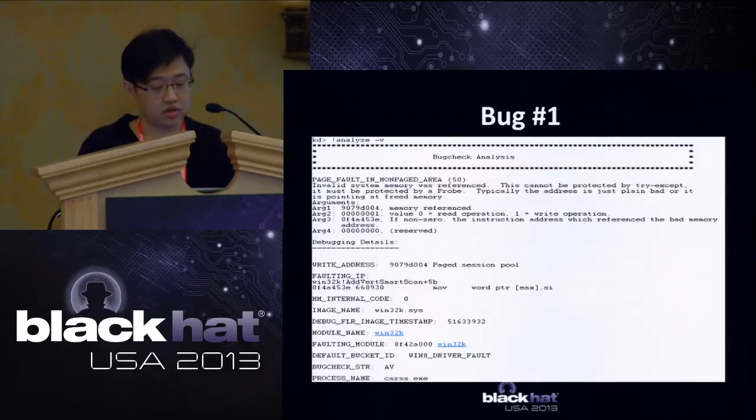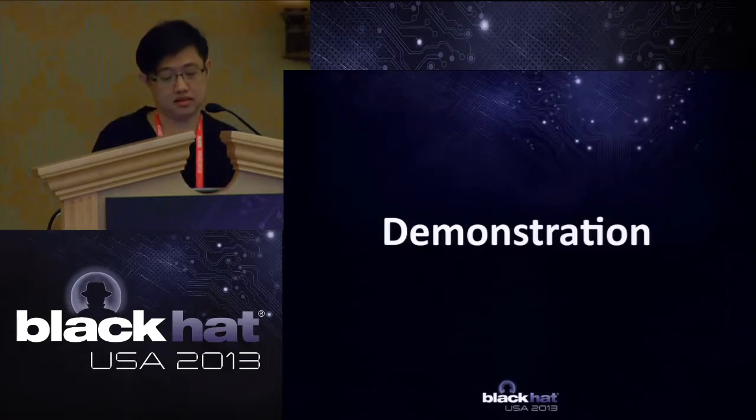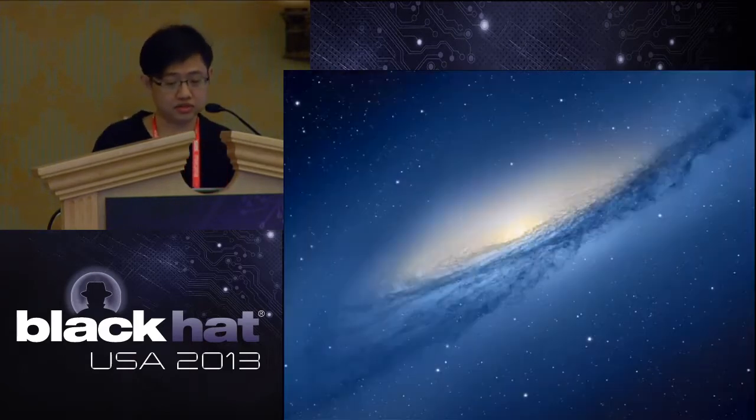We need to execute a command like !analyze -v to get detailed information. As you can see from the slide, there is an overwrite of non-paged area memory at the instruction win32k!fsg_ExecuteGlyph plus 5B. And here I would like to do some demonstration.